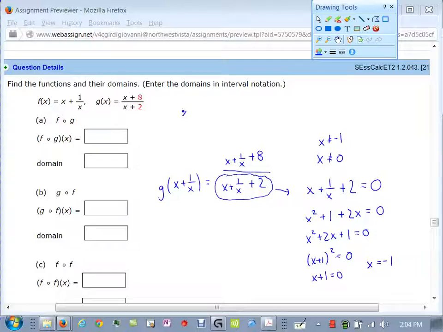Again, remembering that x is going to go into f, and then it's going to come out and go into g. So let's just try and plug in -1. If I plug -1 in here for f, I get -1 plus 1 over -1. That's the same as -2. Now take -2 and try and plug it in here. And you can't. You get division by 0. So you can see that our domain is everything except those two numbers.